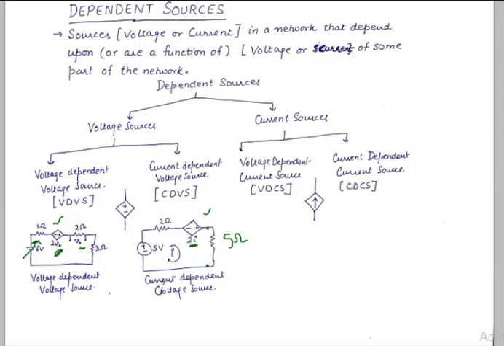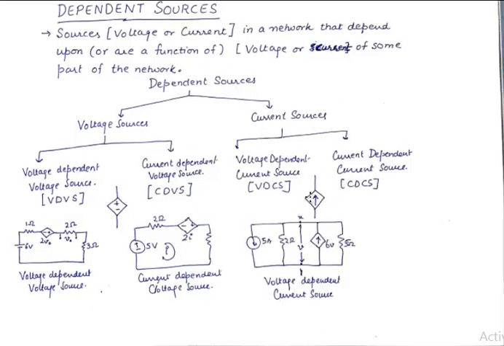Now let's have a quick look at a voltage dependent current source. Now see, the current source again is represented by a rhombus with an arrow in it, and we see that the magnitude of this current source is 6V ampere.